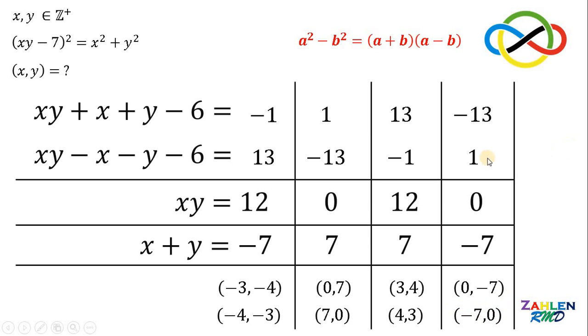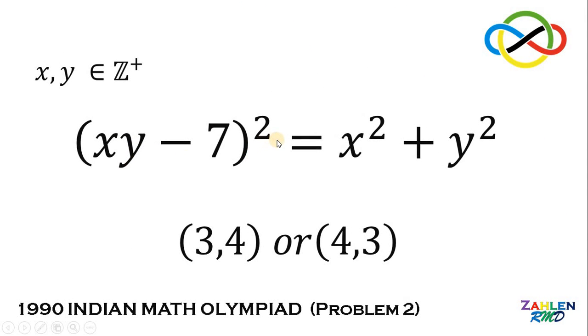Now on these four cases, the only case that will give us positive integers x and y is this case wherein the first equation must be 13 and the second equation must be negative 1. This will give us the values of x and y as 3, 4 and 4, 3. Therefore, given this equation, xy minus 7 quantity squared equals x squared plus y squared, wherein x and y are both positive integers, the only possible pair of x and y must be 3, 4 or 4, 3. And as always, we are done.